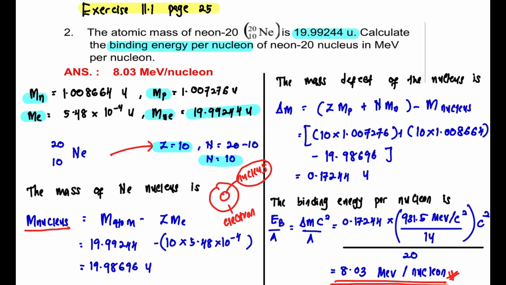So delta M is 0.17244 multiplied by 931.5 mega electron volt per c squared per 1 u, multiplied by c squared, divided by 20, and you will get the answer as 9.03 mega electron volt per nucleon.